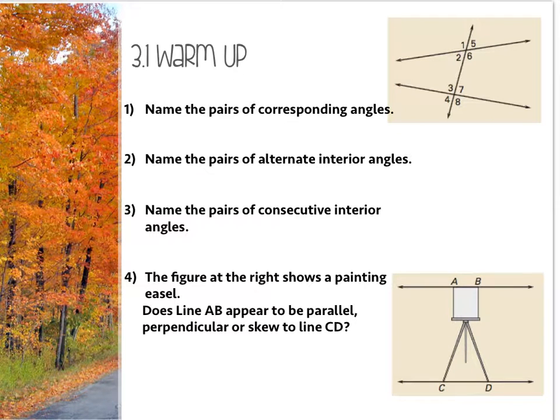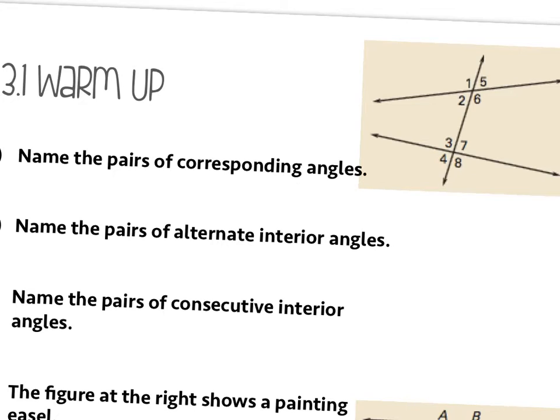Okay, so in 3.1 we talked about what a transversal is. We talked about the parallel line postulate, the perpendicular line postulate, and then we identified corresponding angles, alternate interior, consecutive interior, which is the same thing as same side interior, and alternate exterior. So this warm-up starts by saying to name the pairs of corresponding angles from the diagram in this top corner.